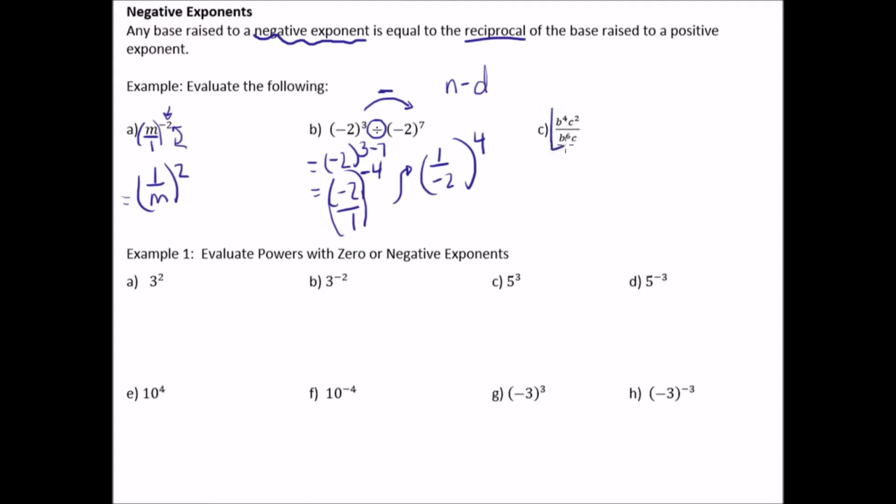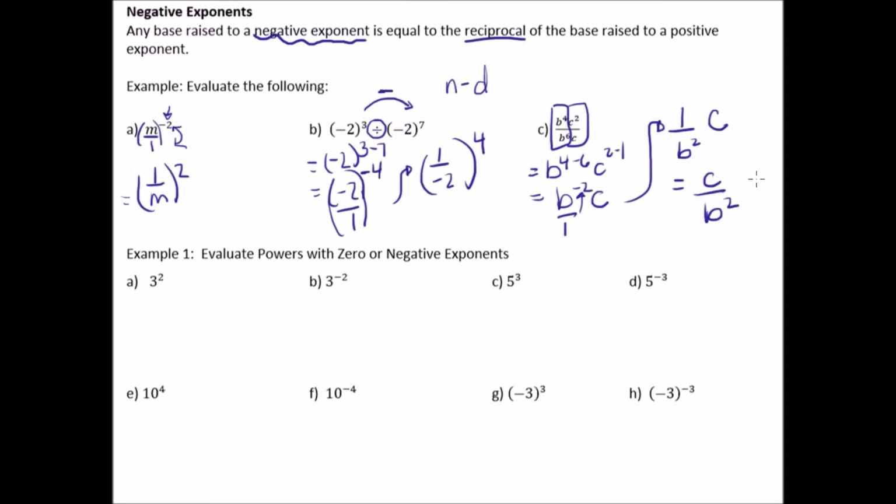Okay, we can collect these b's, and then we can collect the c's. So b to the 4 minus 6, c to the 2 minus 1. We get b to the negative 2, c. Since this b is to the negative 2, and this b is over 1, we can flip that. So we're going to have 1 over b squared times c. You can rewrite this as c over b squared. Either one of these is correct.